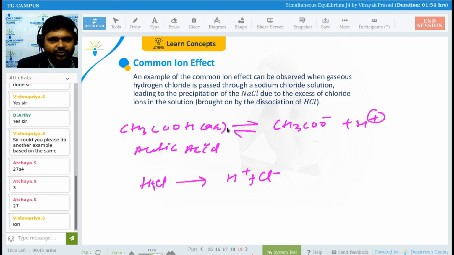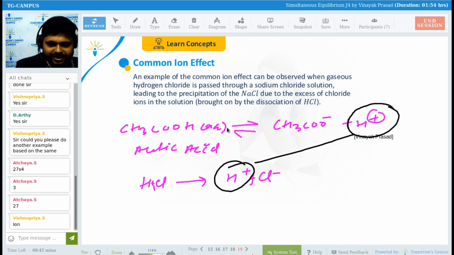So you can see what is going to happen. Here H plus is there, and again you are getting H plus. So can these two be common or not? This H plus and this H plus, they both are common. If you add this, then on the product side the concentration of H plus will be increased, right? So you can see here Q will be increased.